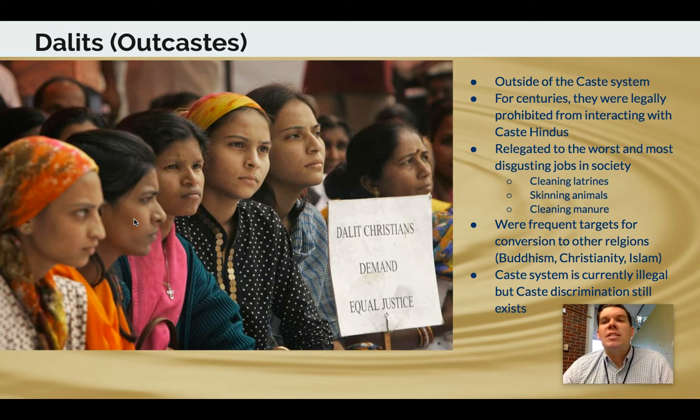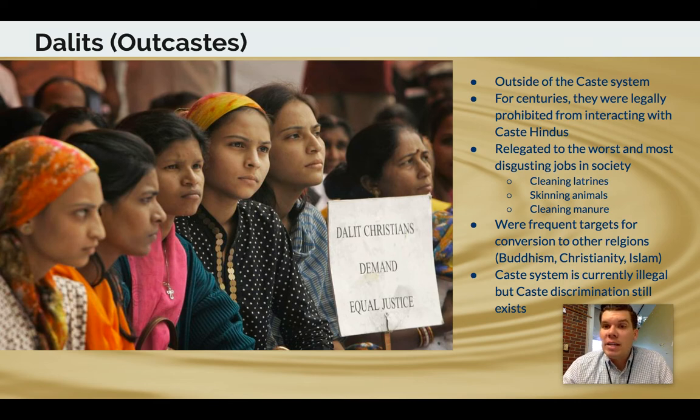Which gets us to the Dalits, the outcasts. They are considered to be outside of the caste system. They're not even a part of society. In many instances throughout Indian history, they had to wear bells before they went in the city so people knew that they were coming so that they could avoid them. A lot of times they weren't even allowed into the cities because people didn't want to be around them because they were seen as unclean. They were basically completely cast out of societies.